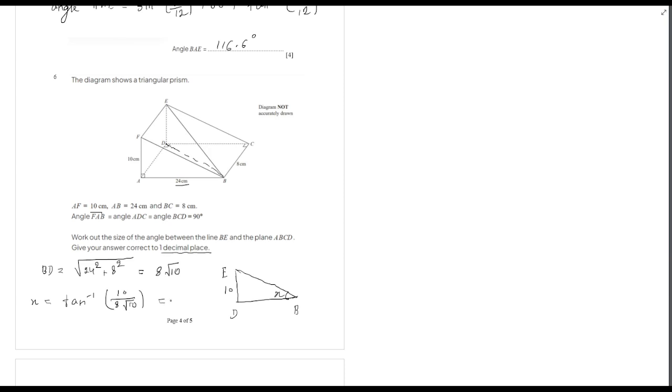So tan inverse, 10 divided by my answer which I found. The angle is 3.3 degrees. Let me cross check again.